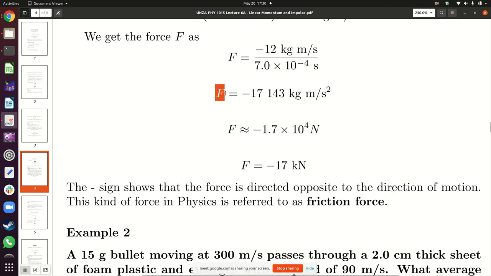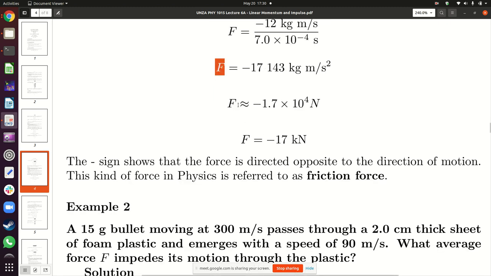So this gives us a force F of minus 17,143 kg meters per second squared. This force in newtons is just minus 1.7 times 10 to the power 4 newtons, which translates to minus 17 kilonewtons. So the first thing you notice is that our force is negative. A negative force means that this force is acting in a direction which is opposite the motion of the object.